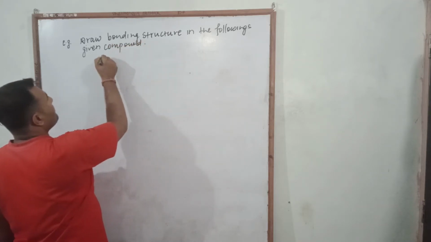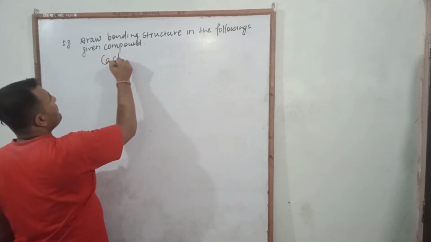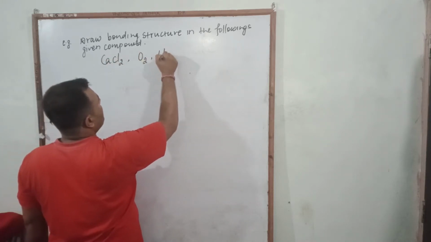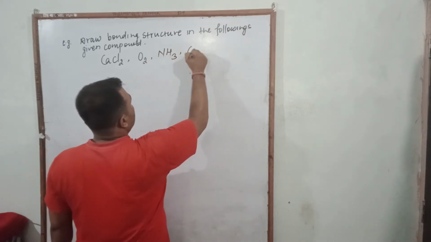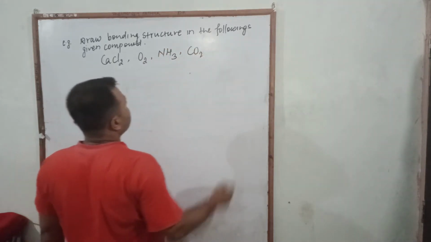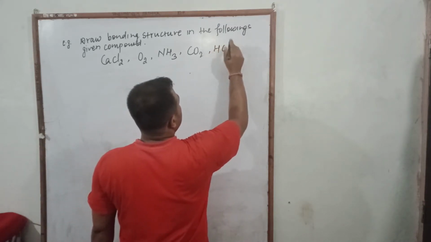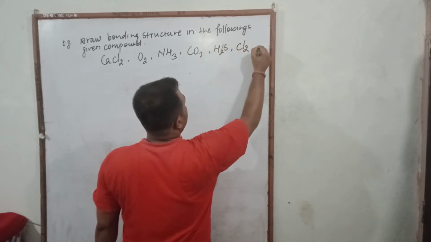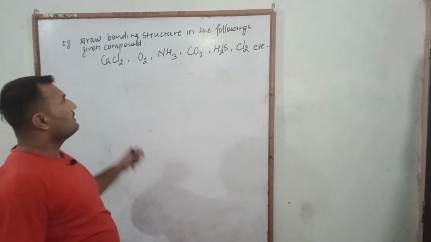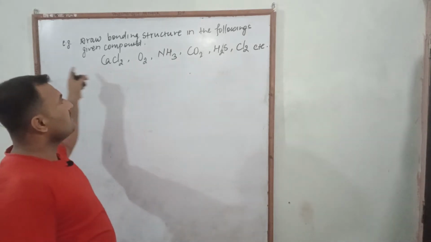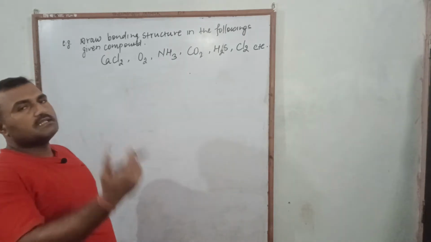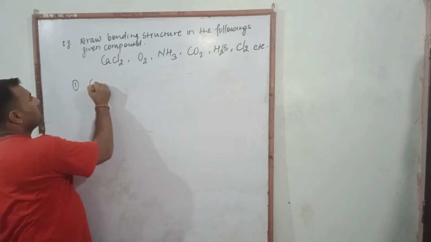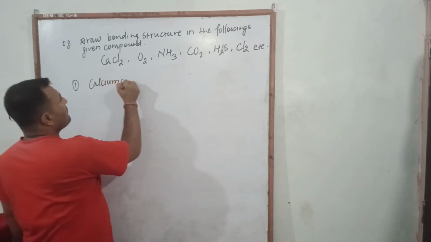As for example, calcium chloride, oxygen, ammonia, carbon dioxide, hydrogen sulfide, chlorine, etc. Today we draw the bonding structure in all these compounds and then we describe their nature. The first compound given here is calcium chloride.